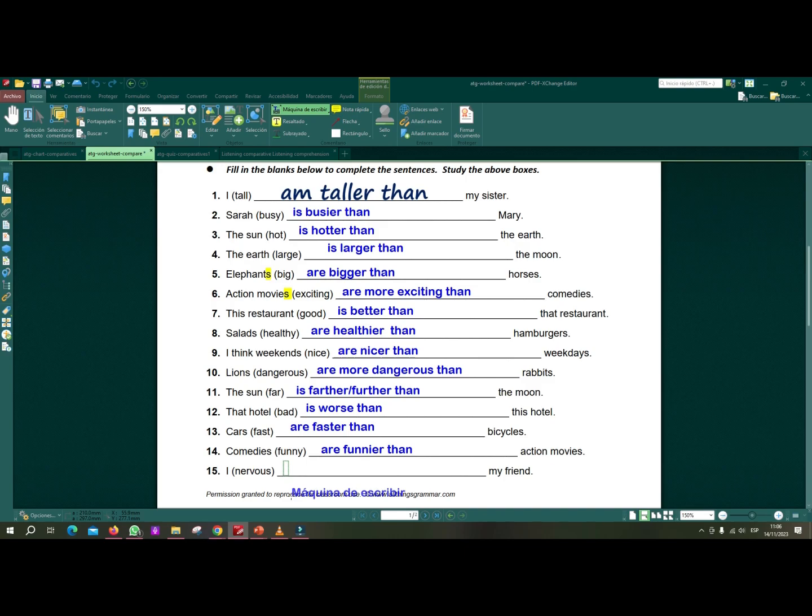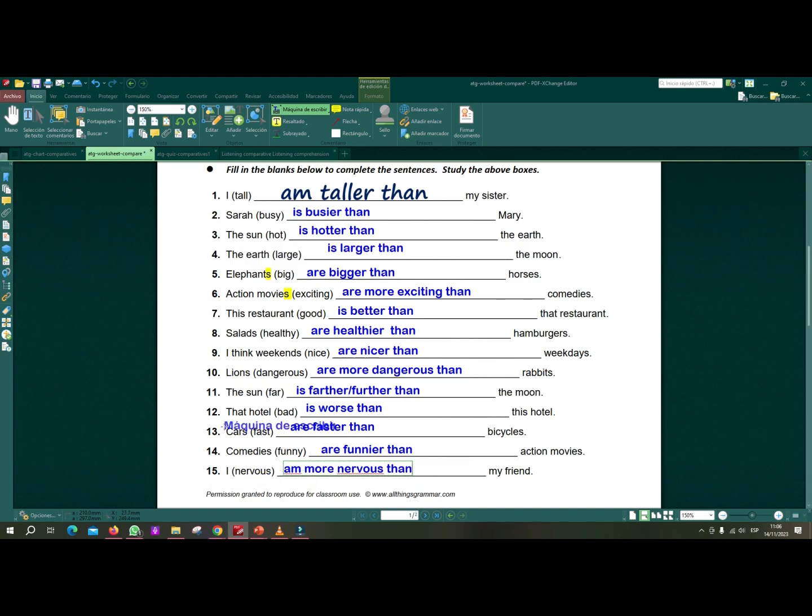I think here you don't need to add -er, right? So you can say, I am more nervous than my friend. So that would be more nervous than my friend, okay?